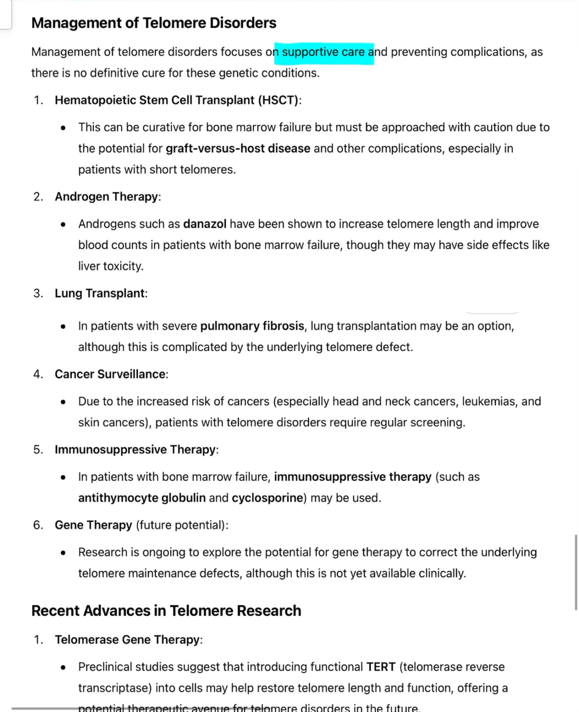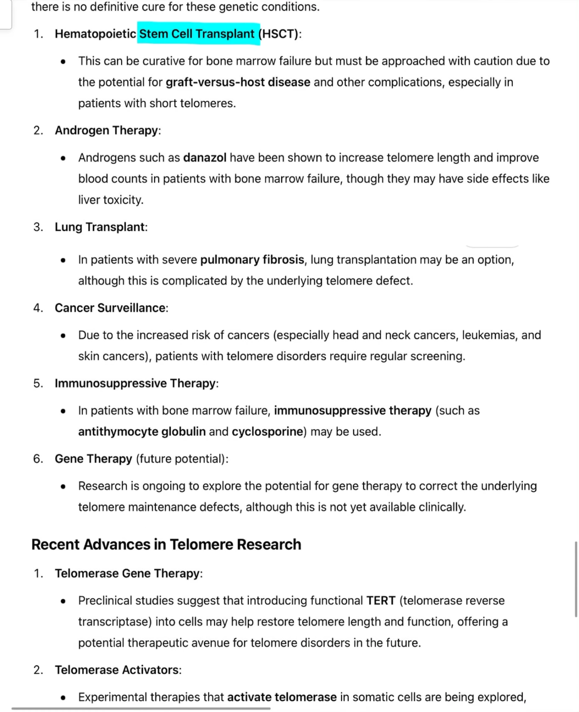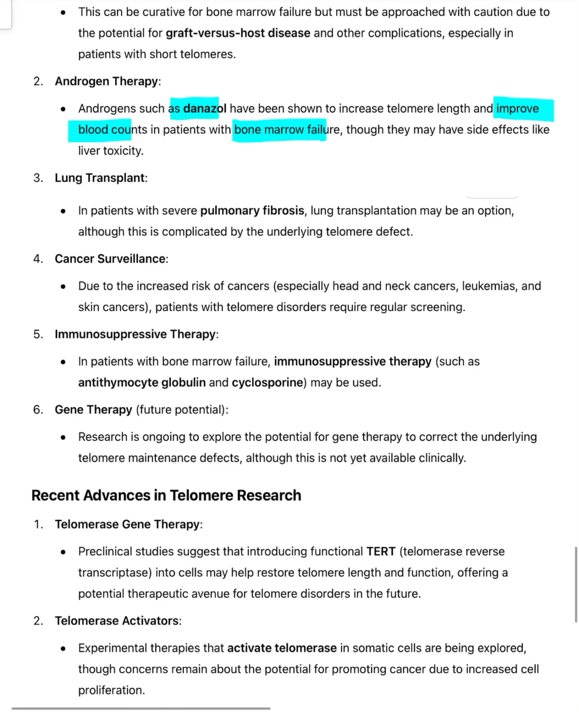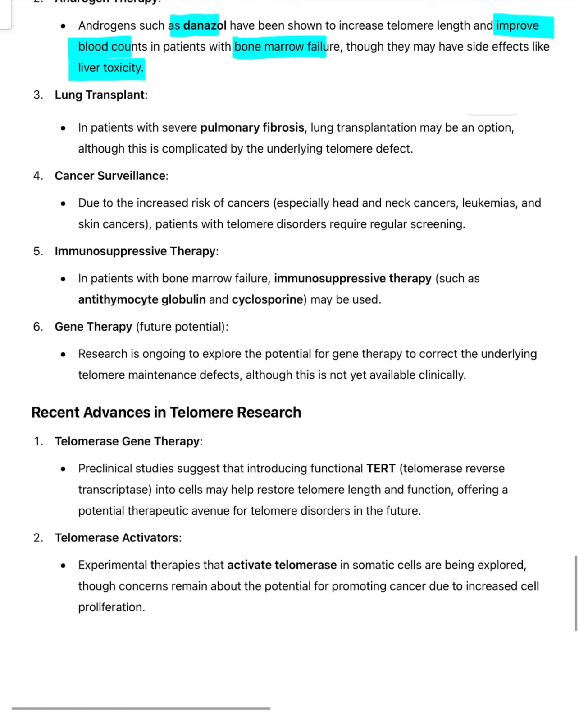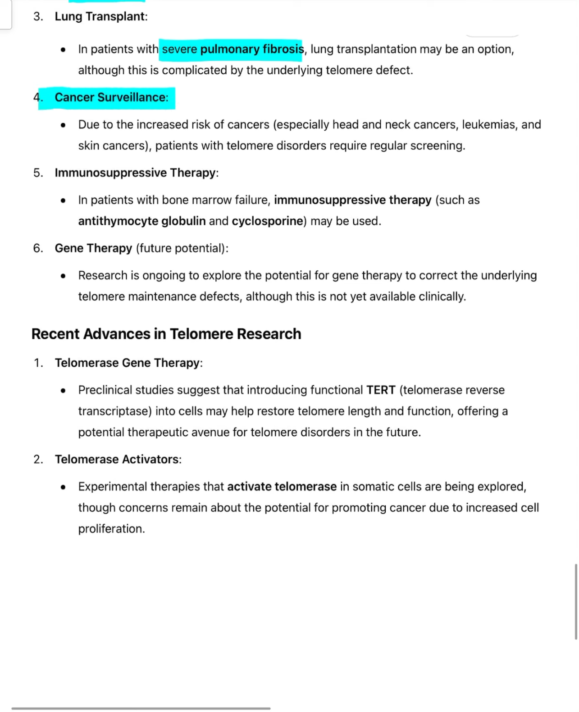First one, stem cell transplant. As I said, there is bone marrow failure, so we can go with stem cell transplant. Next is androgen therapy, like danazol. It will improve the blood counts in patients with bone marrow failure, and the side effect of androgens is liver toxicity. Then lung transplantation in patients with severe pulmonary fibrosis. Next is cancer surveillance. As I said, they are at high risk of cancers like head and neck cancers, leukemias and skin cancers.